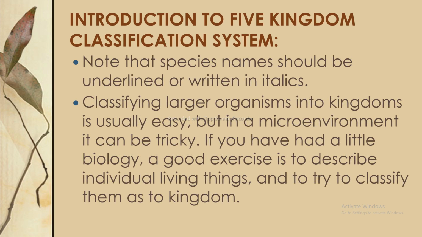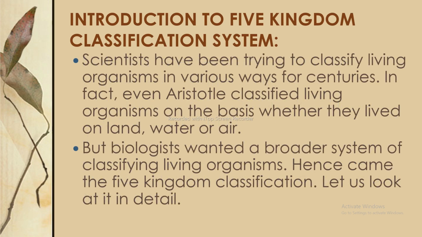Classifying large organisms into kingdoms is usually easy, but in a microenvironment it can be tricky. If you have had a little biology, a good exercise is to describe individual living things and to try to classify them as to kingdom. Scientists have been trying to classify living organisms in various ways for centuries. In fact, even Aristotle classified living organisms on the basis of whether they lived on land, water, or air. But biologists wanted a broader system of classifying living things. Hence came the 5 kingdom classification. So let us look at it in detail.